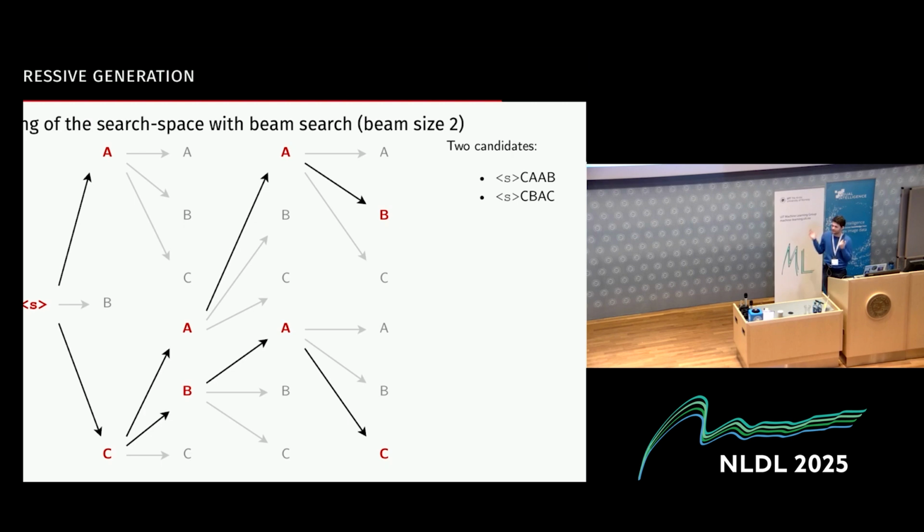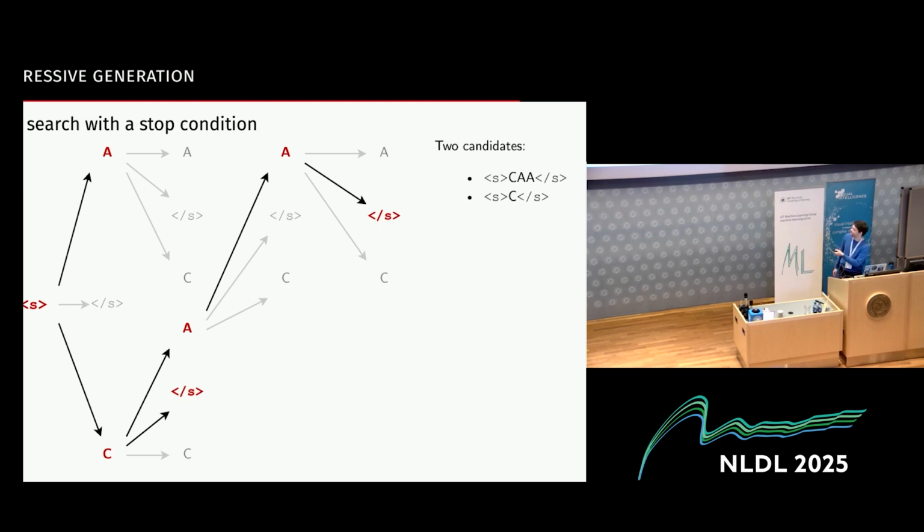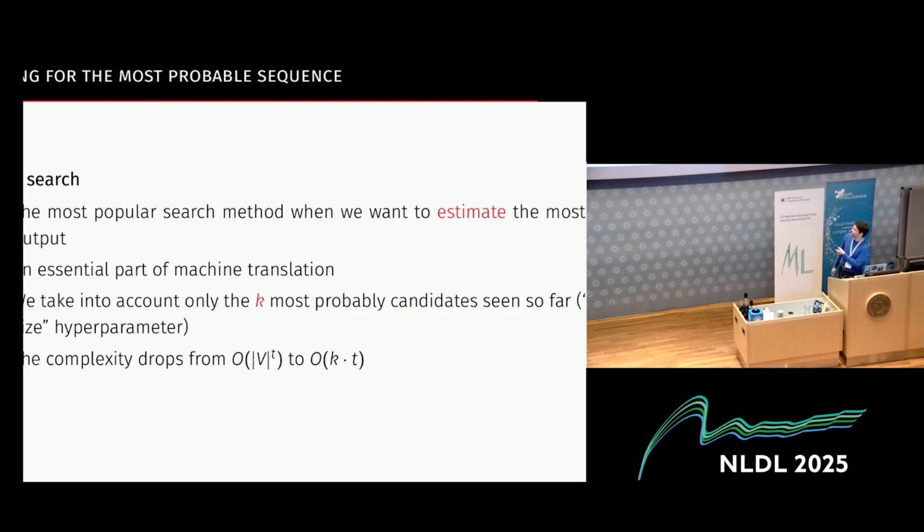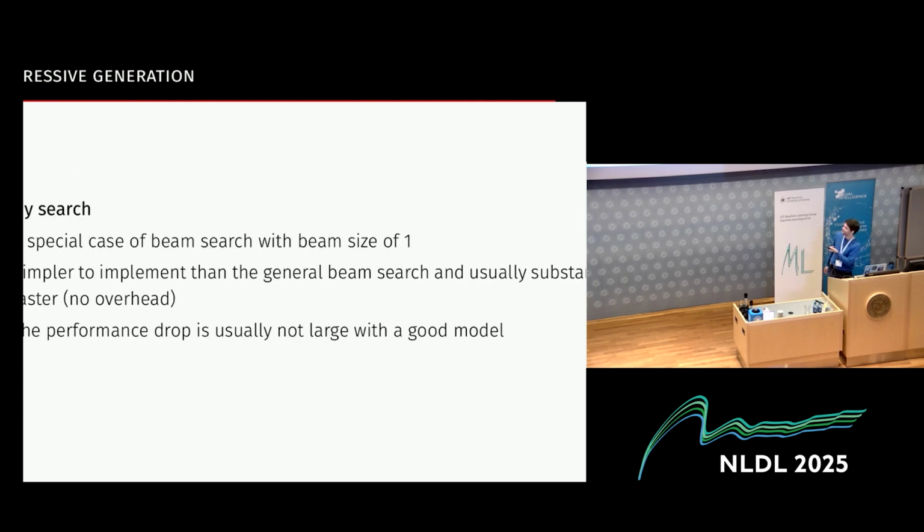Of course, now it's just an approximation of the most likely sequence. We will not get the actual most likely sequence, but this is usually good enough. So this is how we estimate the most probable sequence.